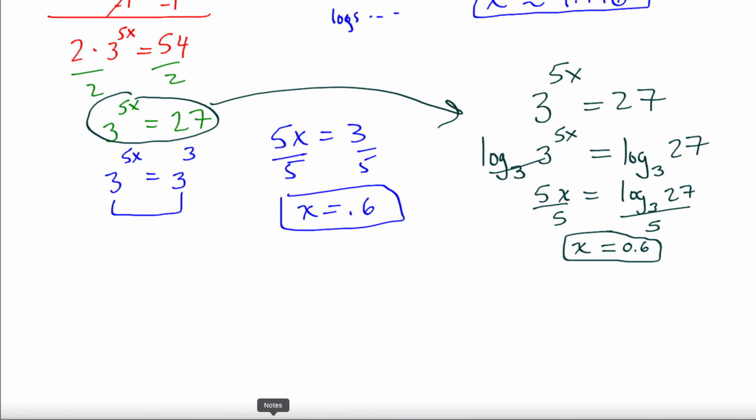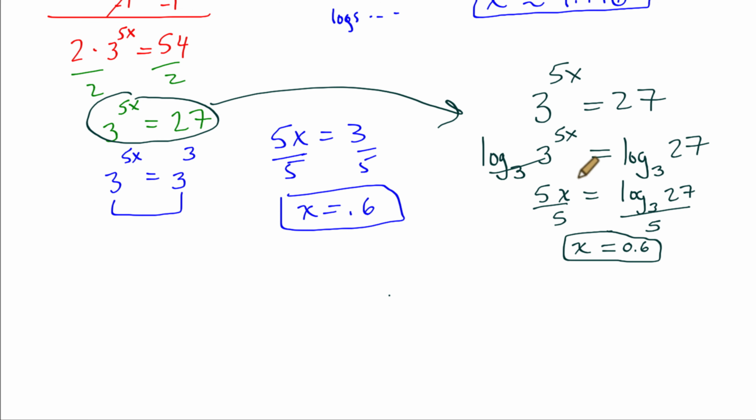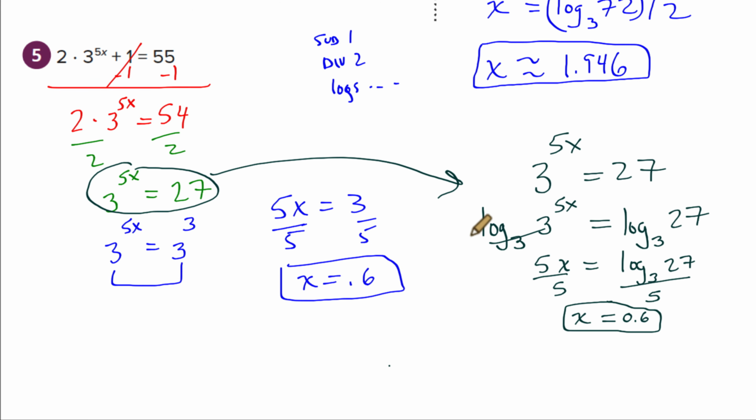We divide by 5. Here's what the calculator tells us right here: log base 3 of 27 divided by 5. Boom, 0.6. That is amazing. We get the same answer. Common base, we're using logs. That's great. All right, let's move on.